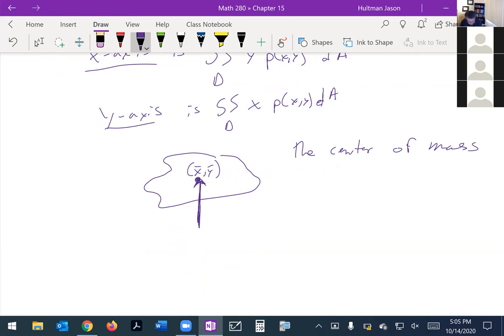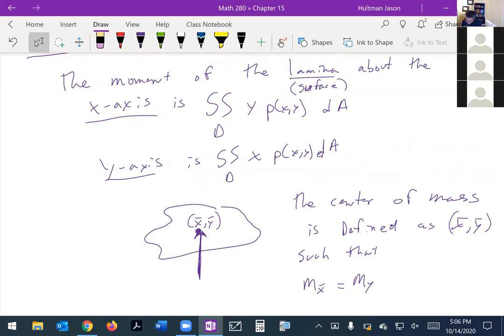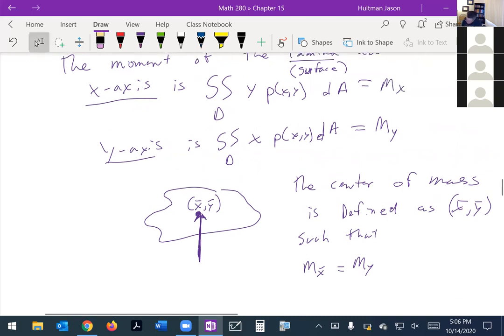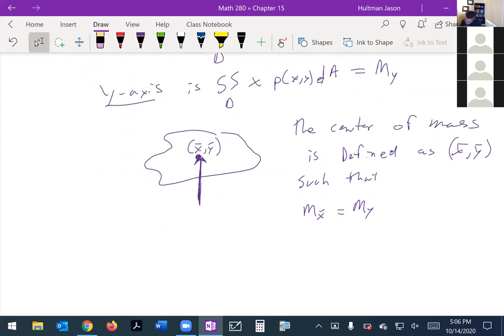Okay, the center of mass is defined as x bar, y bar, such that the moment of x bar is equal to the moment of y. Which one was the moment about y? Well, it was this one here. This is the moment about y, and this is the moment about x. So again, the variables get a little confusing. The moment with respect to y bar is equal to the moment about x.